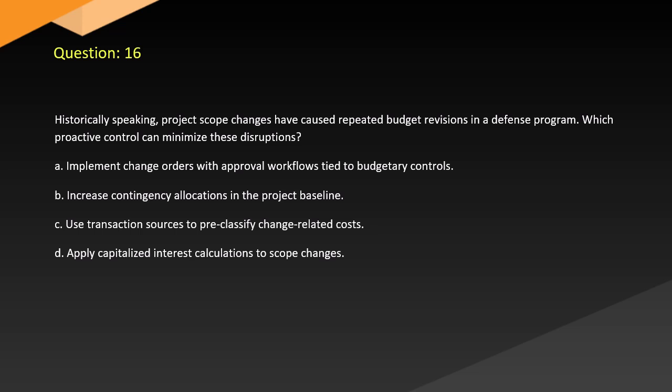A. Implement change orders with approval workflows tied to budgetary controls. B. Increase contingency allocations in the project baseline. C. Use transaction sources to pre-classify change-related costs. D. Apply capitalized interest calculations to scope changes.